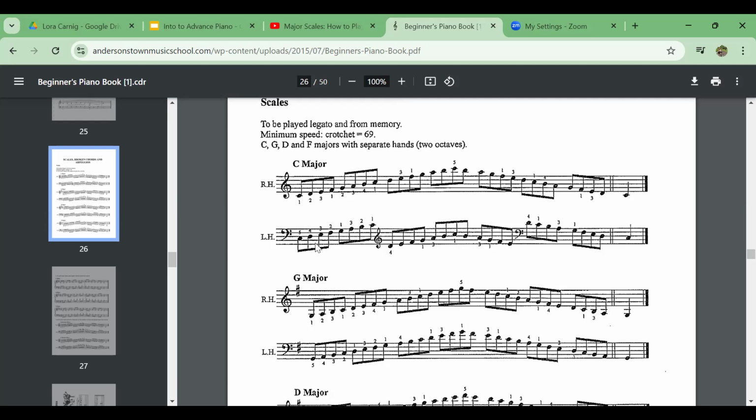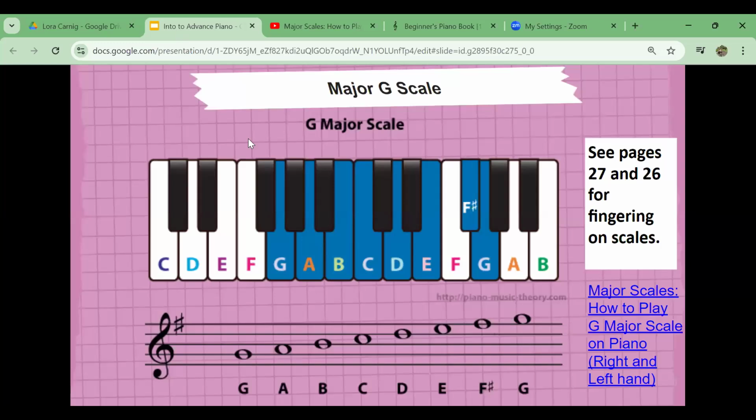And you'll notice that the bass clef actually goes into the treble clef because it gets harder to write the notes. So they just showed it here, but you are still using your left hand like they've shown here. So they have C major and they have G major scale. You can practice by looking at these. Okay, so hopefully that helps.